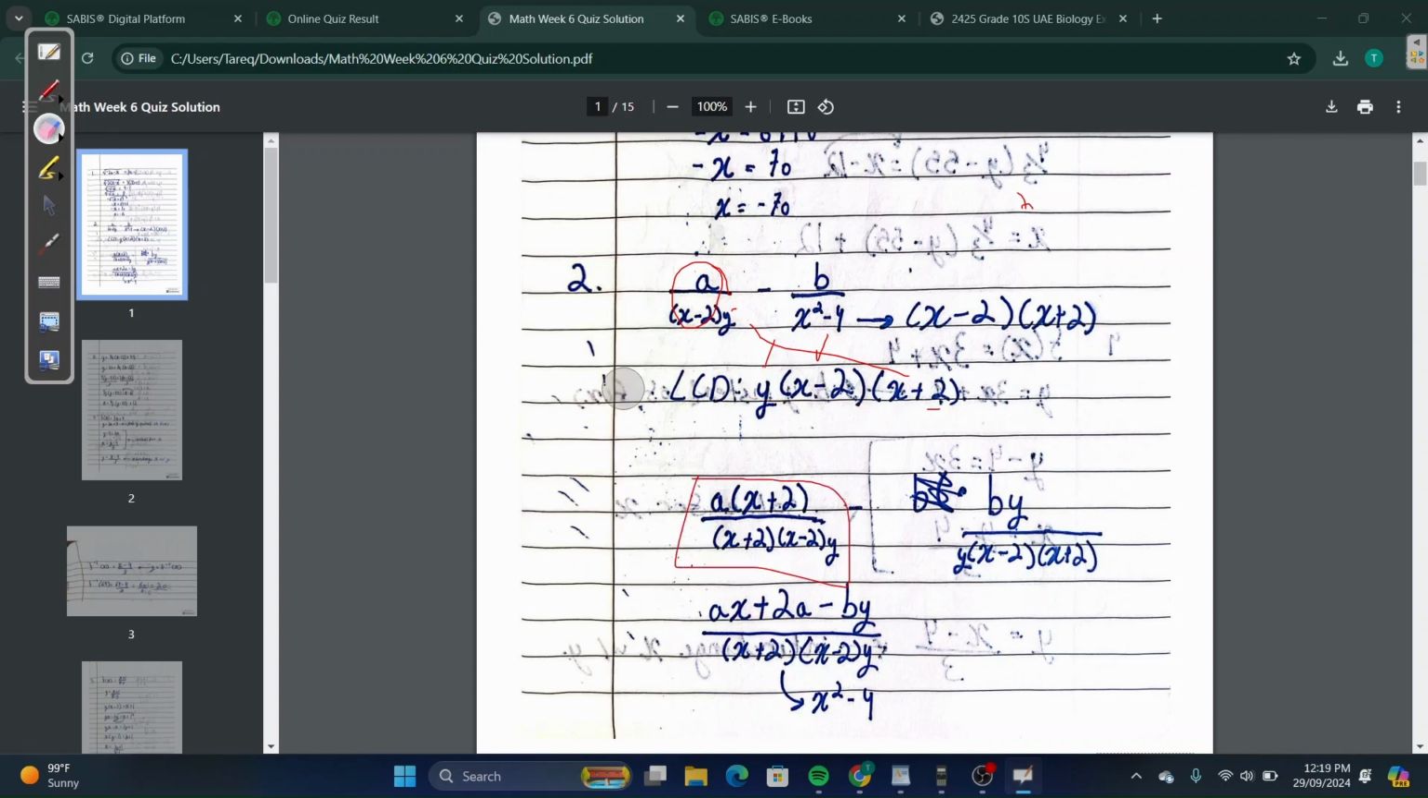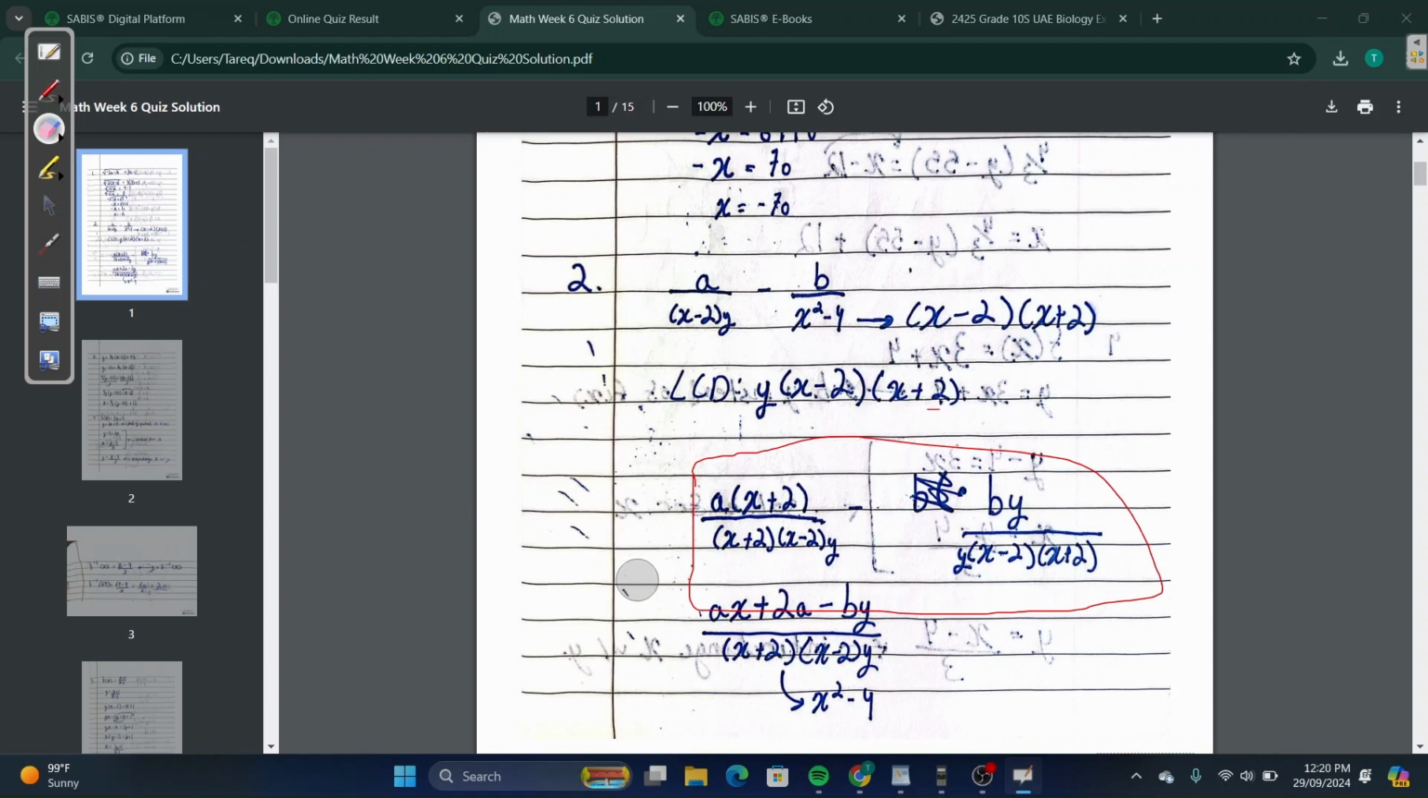Okay, for the second one, the one with b, you already have your x minus 2, you have your x plus 2. All you're missing is your y, so you multiply y on both sides, which I did here. So our final fraction would be a multiplied by x minus 2, x plus 2, sorry, over x plus 2, multiplied by x minus 2y, minus by over x minus 2y onto x plus 2, or whatever order you want to put your factors in the denominator. Now, if they ask, this is the answer in the exam, in the question, in the quiz.